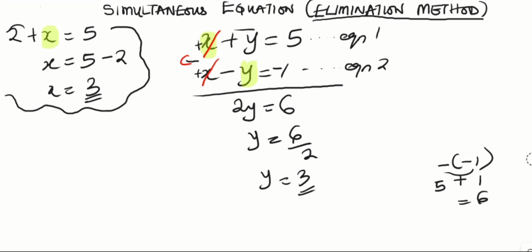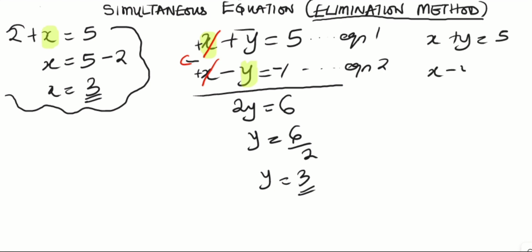That's very simple. So let's use the elimination method and solve for x also. Let's write it out again. x plus y is equal to 5, and x minus y is equal to minus 1. This time around we're eliminating y and the coefficients are the same, so let's determine whether we're going to add or subtract. The sign here is positive and the sign here is negative, they are not the same, so we are going to add the equations, and that's how we are going to eliminate it.